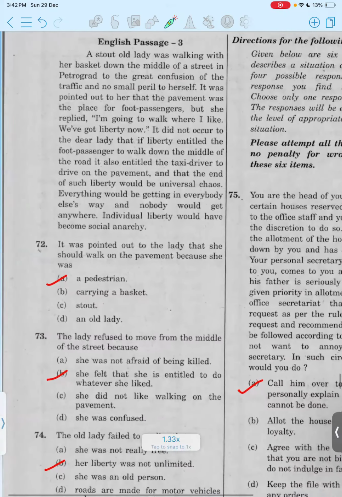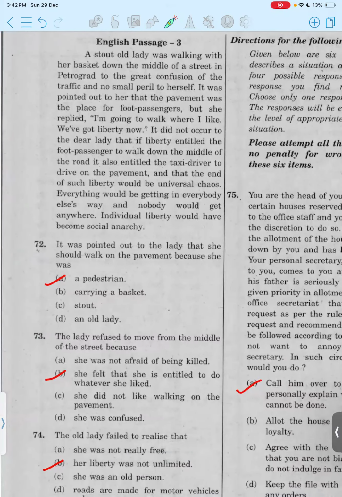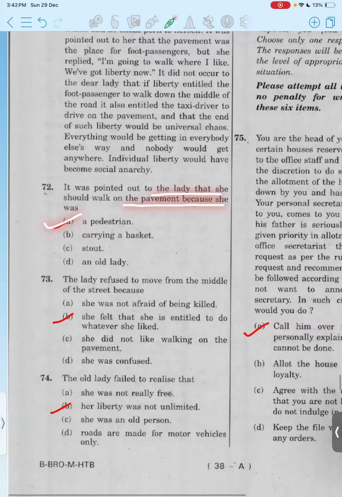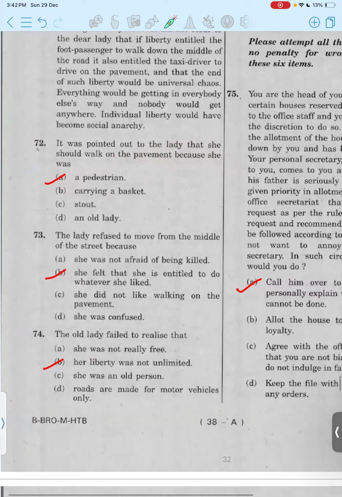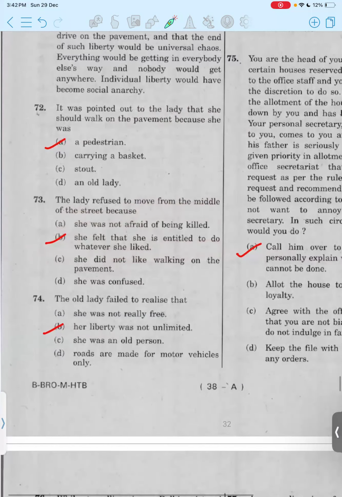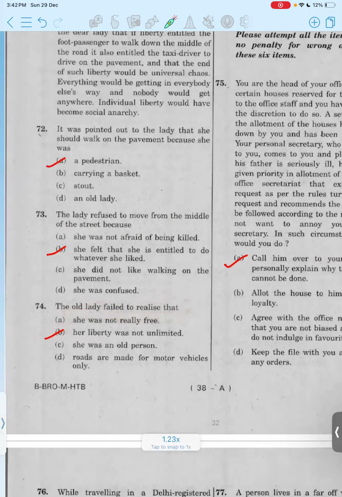Then 72, again on the basis of ethics, this passage is asking about it was pointed out to the lady that she should walk on the pavement because she was a pedestrian. This is the right answer. Then the lady refused to move from the middle of the street because she felt that she is entitled to do whatever she liked. So this is again a very simple paragraph. There will be no confusion here in solving this. And here the old lady failed to realize that her liberty was not unlimited.